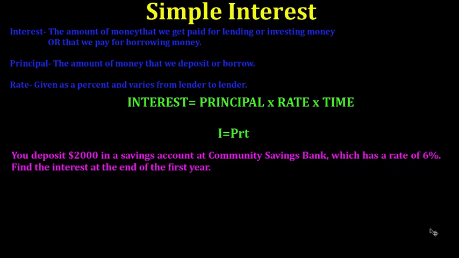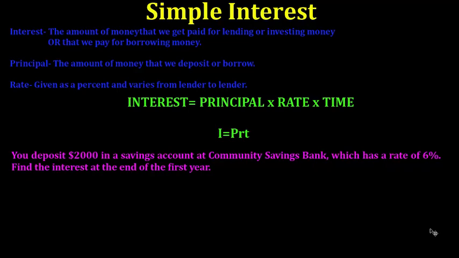Simple interest is calculated by multiplying the principal by the rate by the time. Interest is just the amount of money that we get paid for lending or investing a sum of money, or that we pay for borrowing a sum of money. Principal is the amount of money that we are depositing or borrowing, and then the rate is given as a percentage, and it varies from lender to lender depending on what their interest rate is for the month, the year, at any particular period of time.